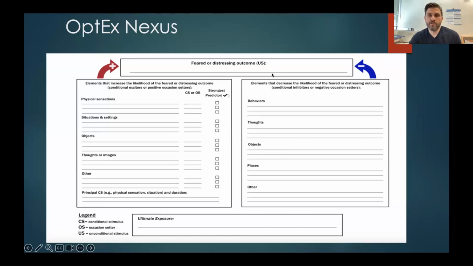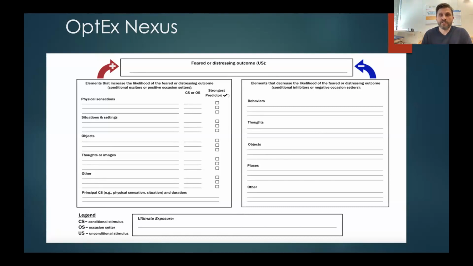And then on the other side are all the negative occasion setters, they're called, or conditional inhibitors, the safety signals, behaviors, compulsions that people do that decrease likelihood. These are the things that we use the term throw out, right? These we want to test out and we want to throw out as many safety signals as possible.